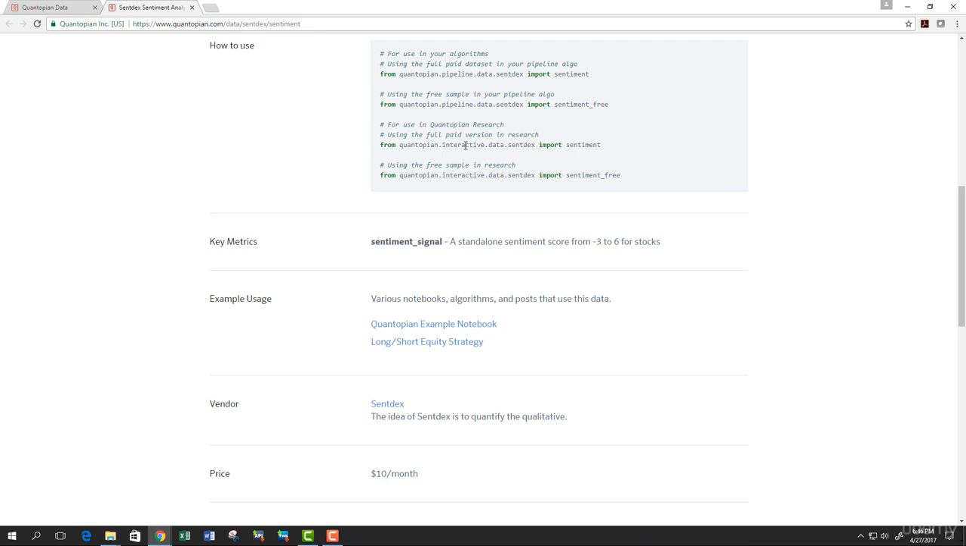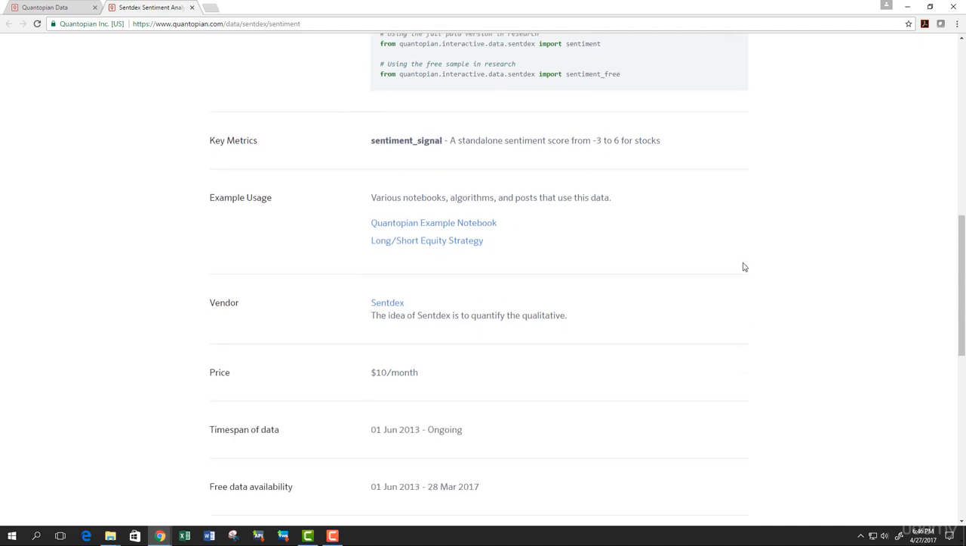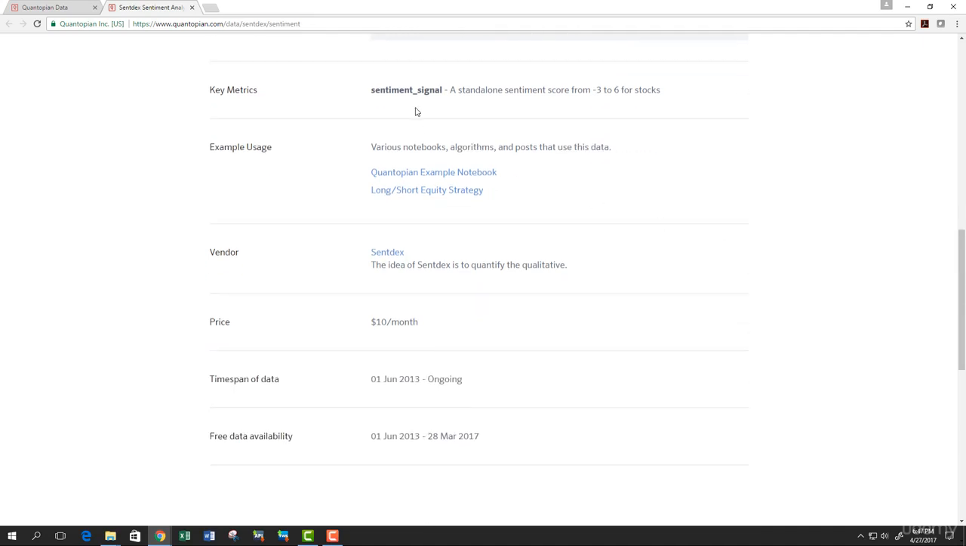The difference, again, just want to highlight: in research you use the term interactive. You basically import it from that library, whereas if you're using an algorithm, you import it from the library called pipeline, Quantopian pipeline. Now the key metric is the sentiment signal. It's a standalone sentiment score from -3 to 6 for stocks. There are some example notebooks provided, as well as long-short equity strategies.